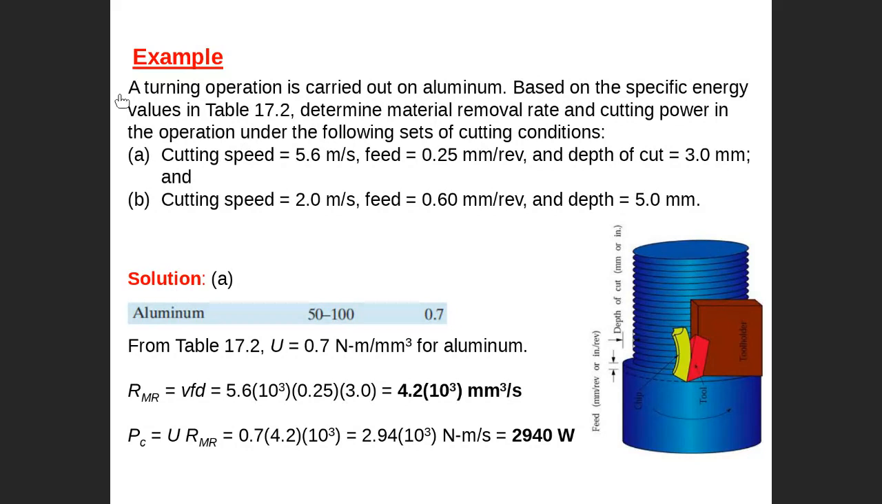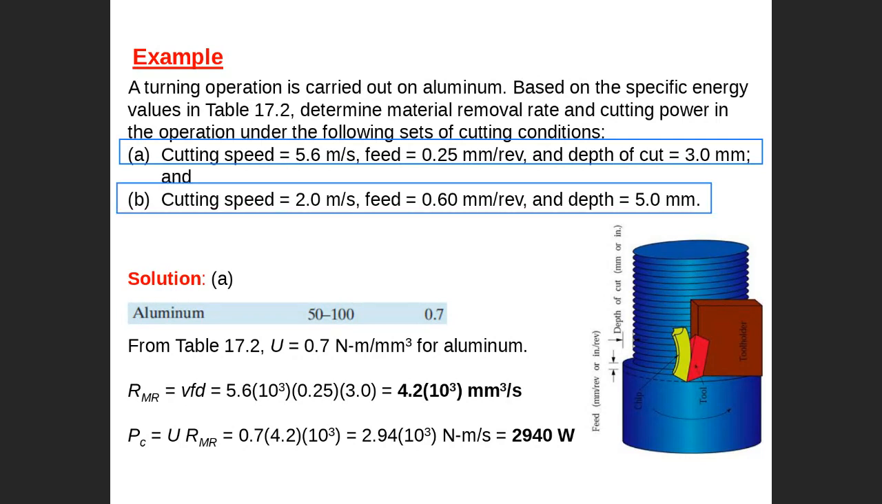There are two cases here, A and B. What we need is to obtain the material removal rate and the cutting power. First case: cutting speed 5.6, feed 0.25, and depth of cut equal to 3. Second case: cutting speed equal to 2, feed equal to 0.6, depth of cut equal to 5.